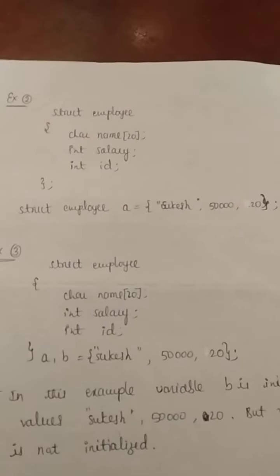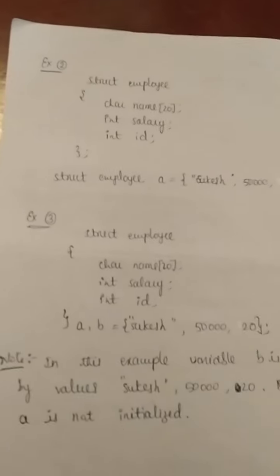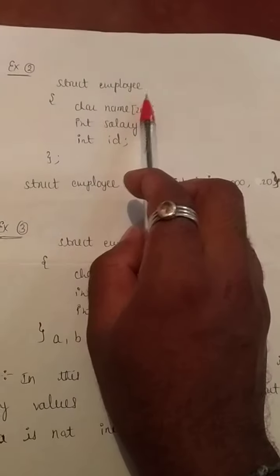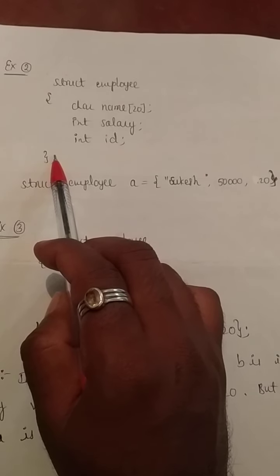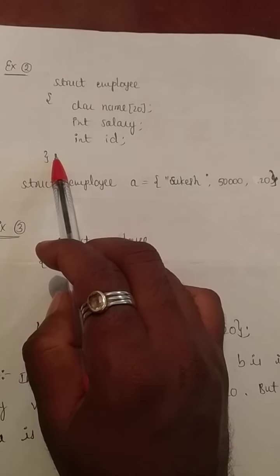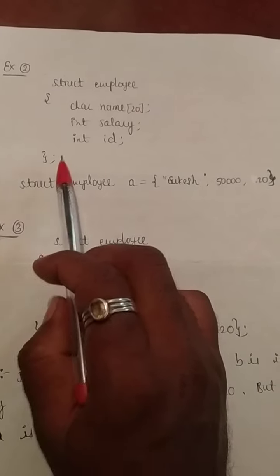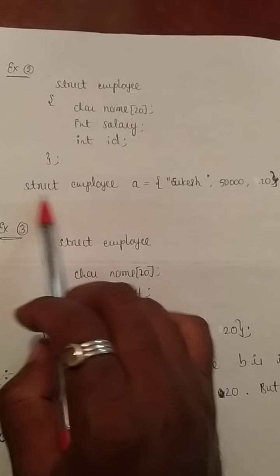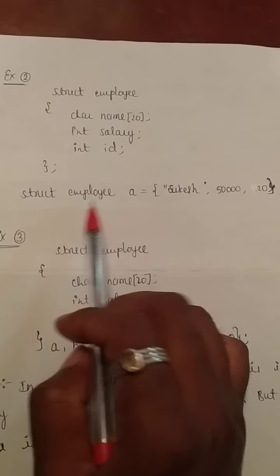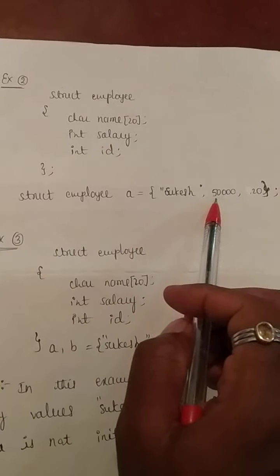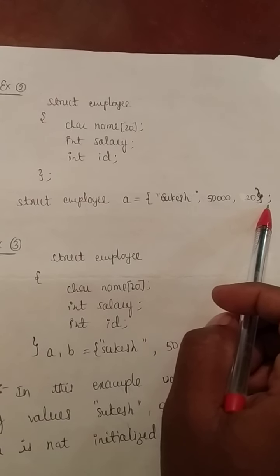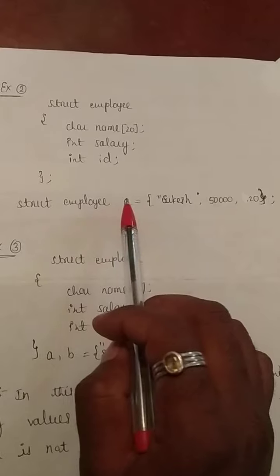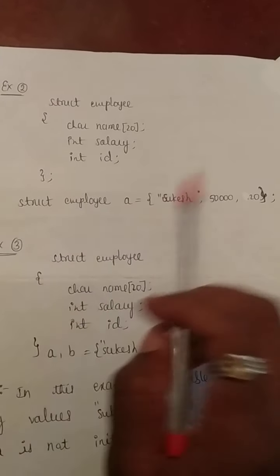Then example 2. See, this is another type of initialization technique. Struct employee, with name, salary and ID as the data members. See, I am not initializing any structure variable here, I just close with a semicolon. After that, in the main function, I initialize like this: struct employee A equals Sukesh, 50,000 and 20. See, the flower brace is closed here and ends with a semicolon. So this is another type of initialization technique used in structures.